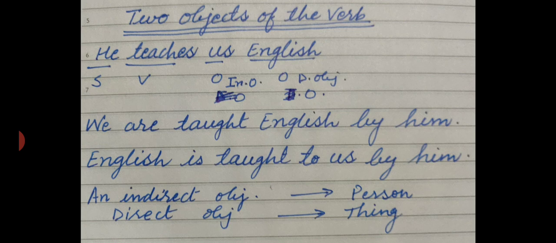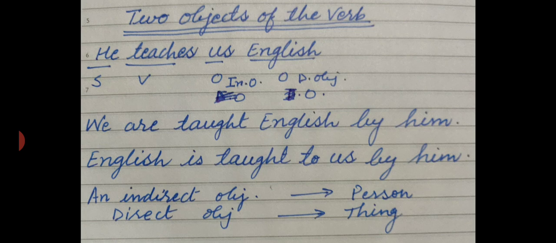If in a sentence two objects are given, where the object is a person, that is the indirect object, and where the object is a thing, that is the direct object. Indirect goes with person, direct with thing. Now see the example.